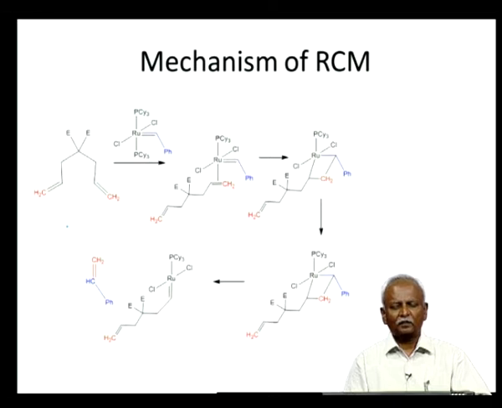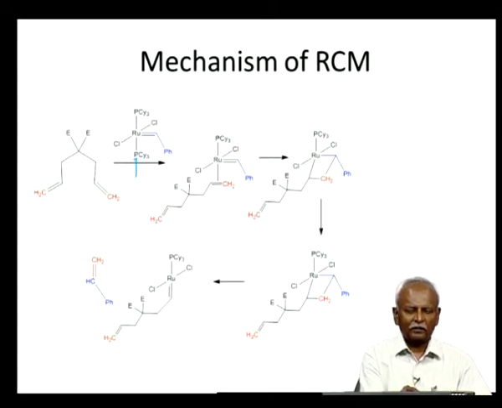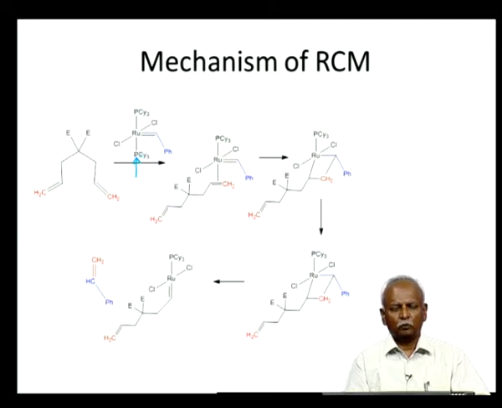Let us take a look at the mechanism of the ring closing metathesis. Why is it that it is so convenient to carry out the metathesis reaction? I have color coded the alkylidene group which is present on the ruthenium to start with, and you will notice that the replacement of the PCy3 on the ruthenium with the olefin from the starting material, or the reactant, led to a ruthenium alkylidene alkene complex. This is a key intermediate.